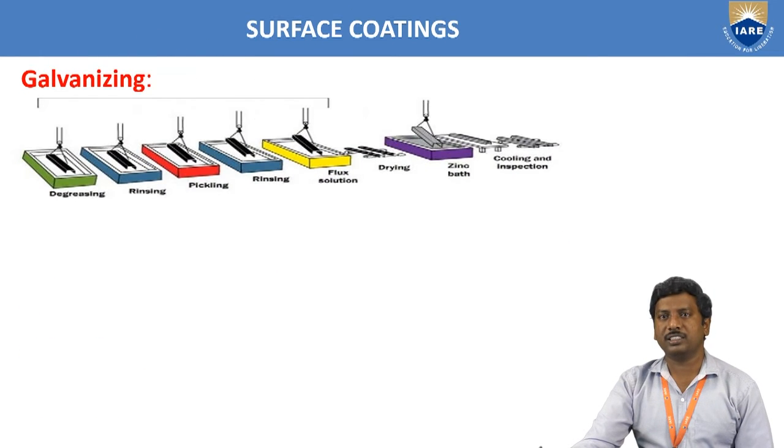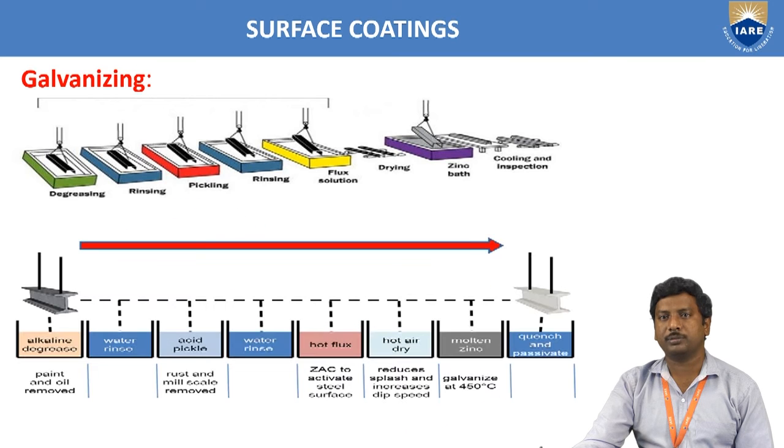Galvanizing takes place in many steps as shown in the picture diagram: degreasing, rinsing, pickling, after that rinsing, and the absorption of the flux solution, and drying. Finally, the molten zinc bath, followed by cooling and the inspection process.